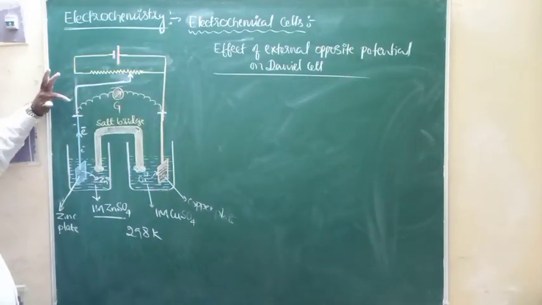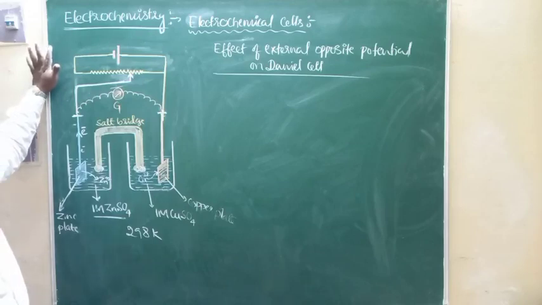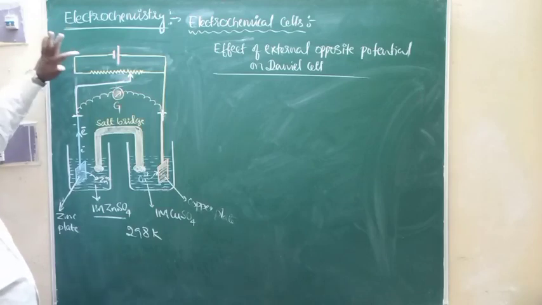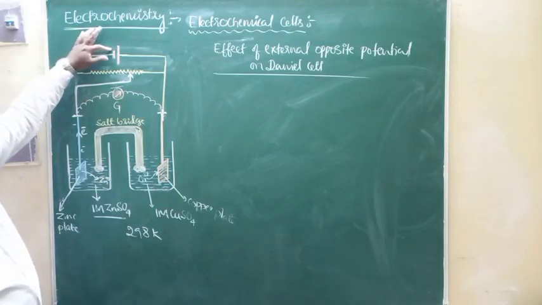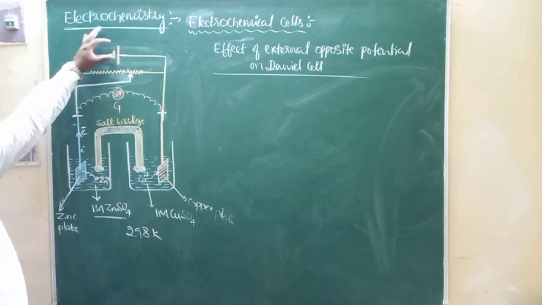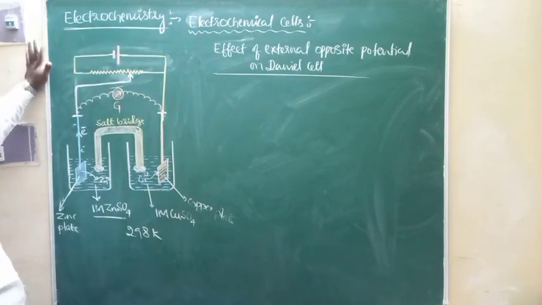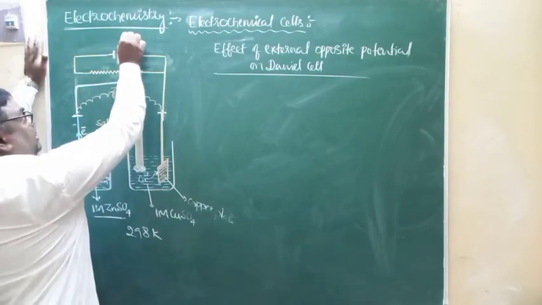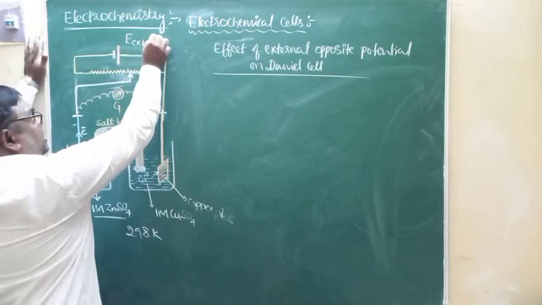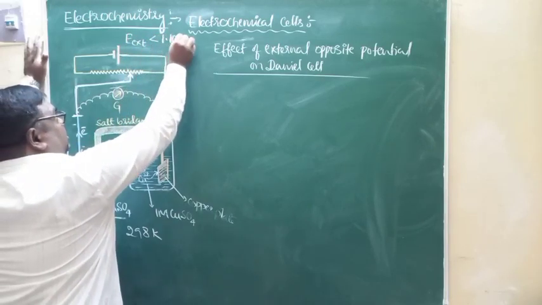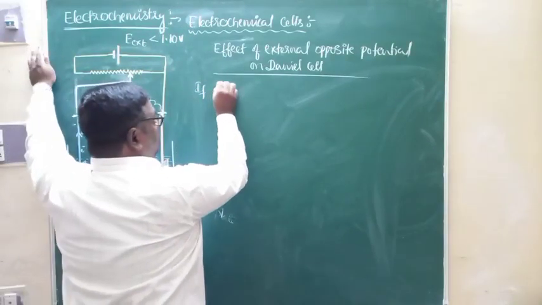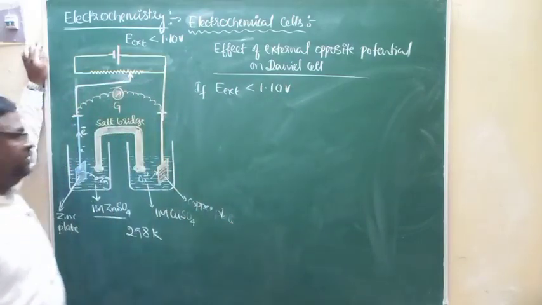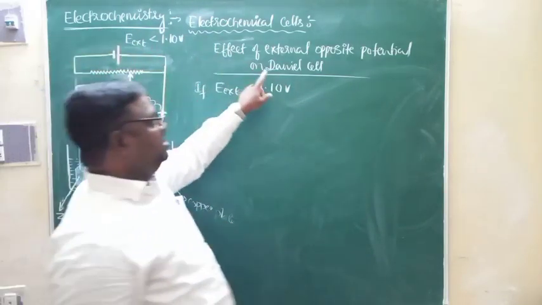Just observe, in order to apply external opposite potential over the Daniell cell, here is the arrangement. External opposite potential is applied by using a battery. Here I have used a battery to apply the external opposite potential. Recall the arrangement. This is a resistance, and here is the battery. Let me say that if the external opposite potential is less than 1.10 volts, and if the external opposite potential is 1.10 volts, let us see what the effect of external opposite potential on the Daniell cell is.